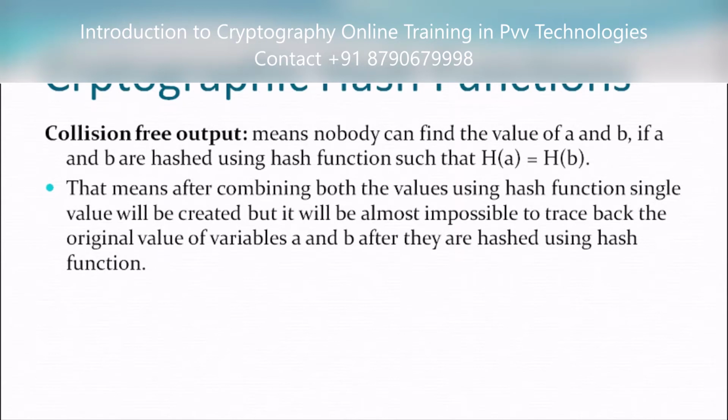The first property is collision-free output, which means nobody can find the values of A and B such that, when hashed using the hash function, h of A is equal to h of B. This means after combining both the values using the hash function, a single value will be created. But it will be almost impossible to trace back the original values of variables A and B after they are hashed using the hash function.